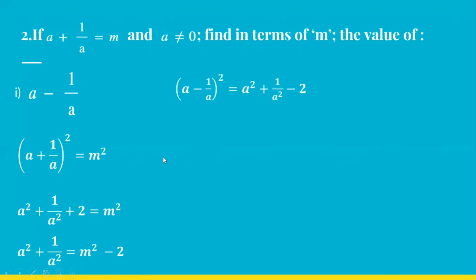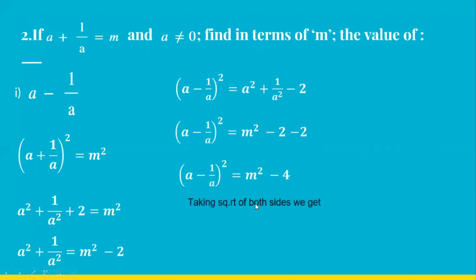In place of a square plus 1 upon a square, we put m square minus 2. Minus 2 minus 2, two negatives we add, it becomes minus 4. So this is how we get (a minus 1 upon a) the whole square is equal to m square minus 4. Take the square root of both sides.